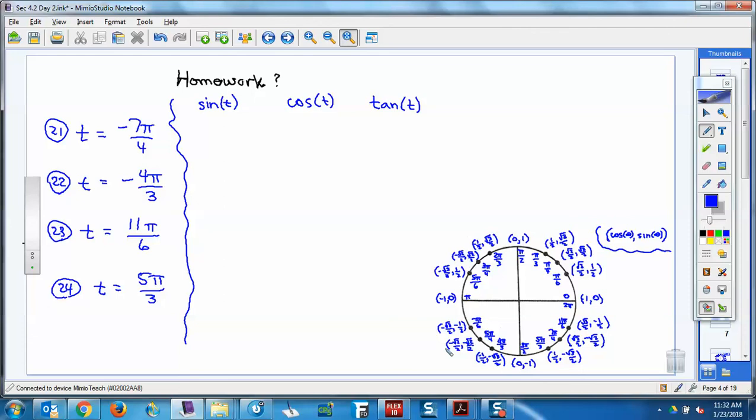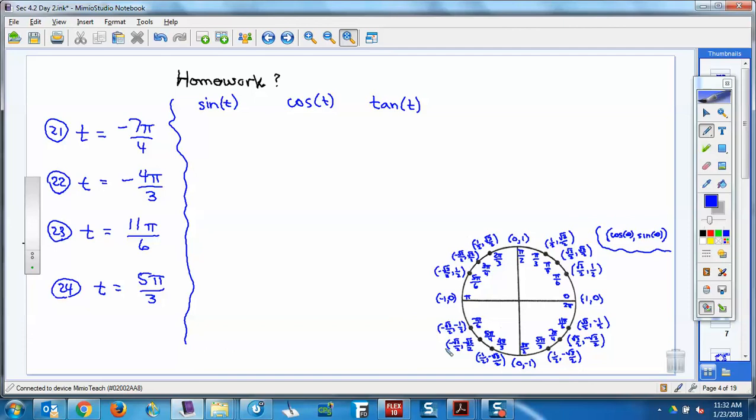Now, there's a couple ways to do this. What I would do, I think, is I would just go around. Remember the counting thing I did the other day, right? When I see 7 pi fourths, I think 1 pi fourth, 2 pi fourths, 3 pi fourths, 4 pi fourths, like that. So negative 1 pi fourth, negative 2 pi fourths, negative 3 pi fourths, negative 4 pi fourths, which is negative pi, negative 5 pi fourths, negative 6 pi fourths, negative 7 pi fourths, right there.